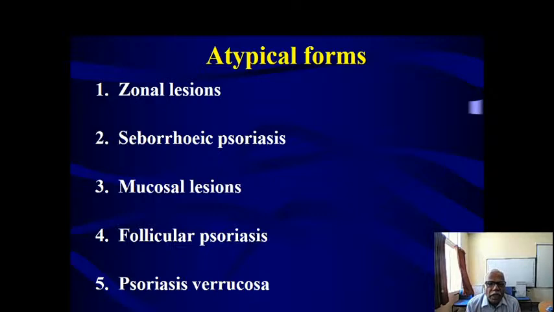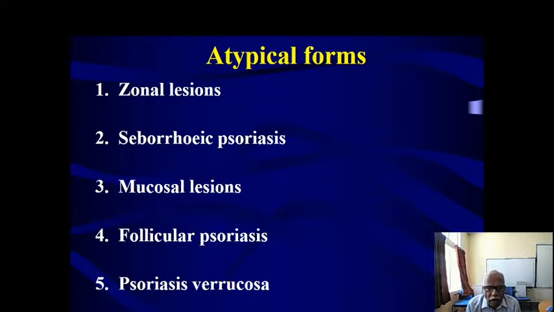Sometimes the atypical lesions may appear on the mucosa, especially the genital mucosa, glans penis. It's called penile psoriasis. Then sometimes involvement of the hair follicles is called follicular psoriasis. Whenever follicles are involved, it is associated with a lot of itching. Then psoriasis verrucosa. When they are thickened and have a warty appearance, it's called psoriasis verrucosa.